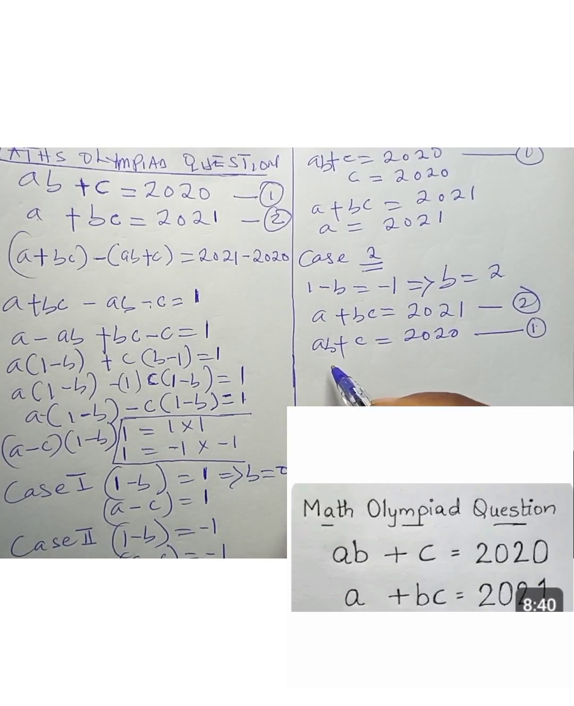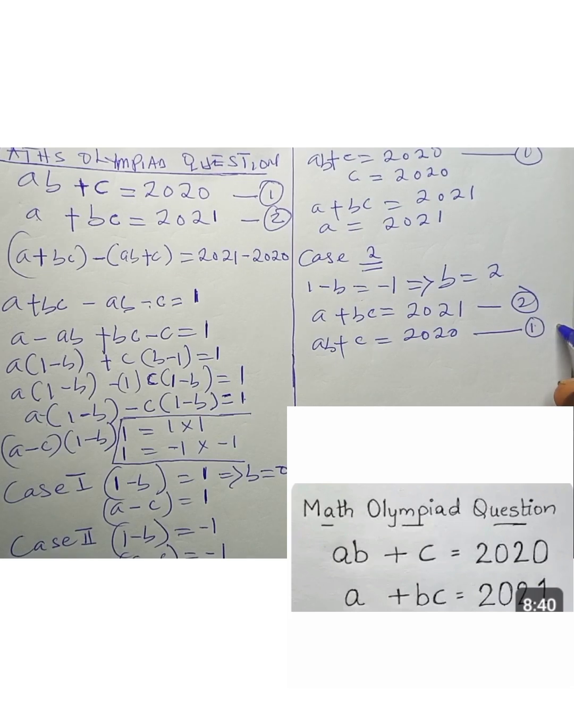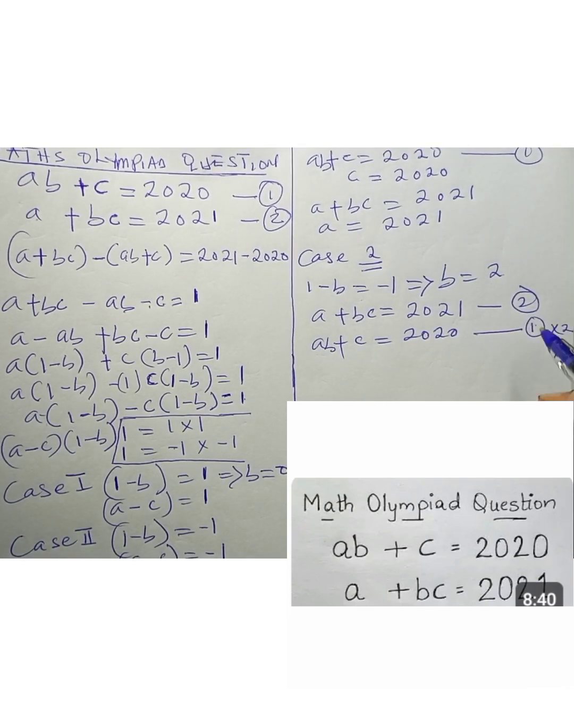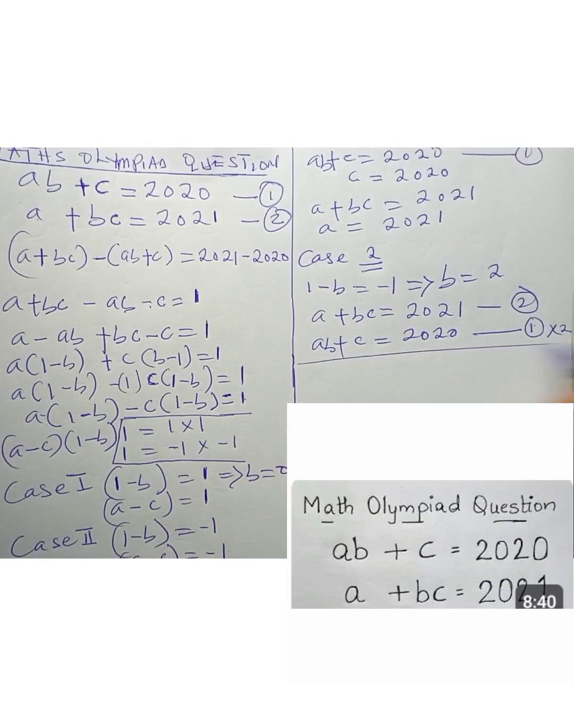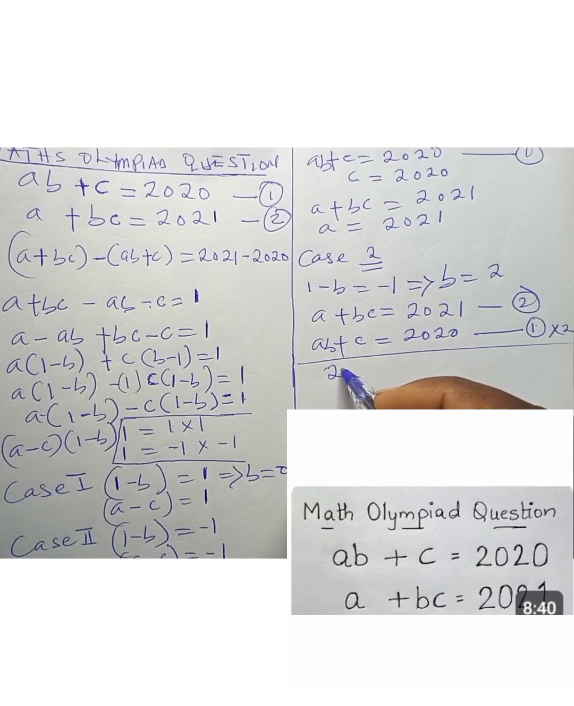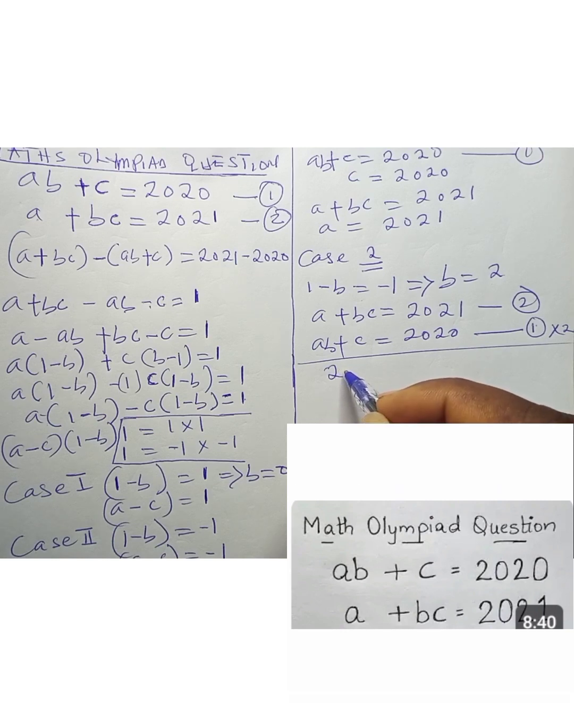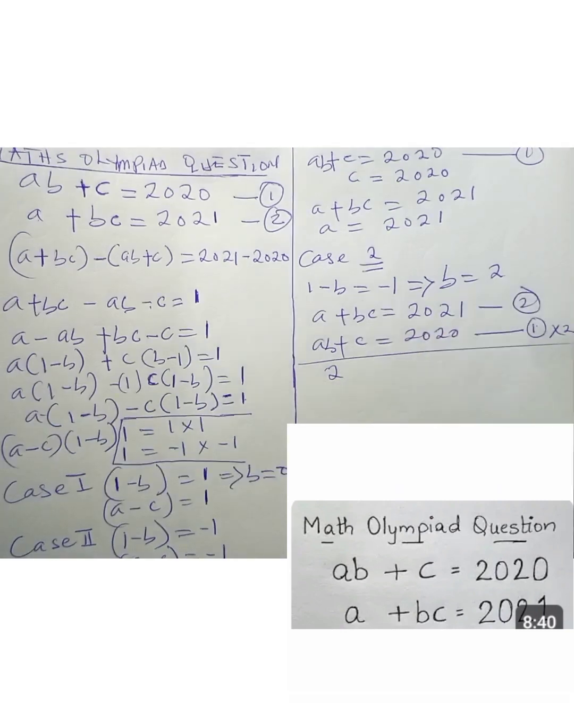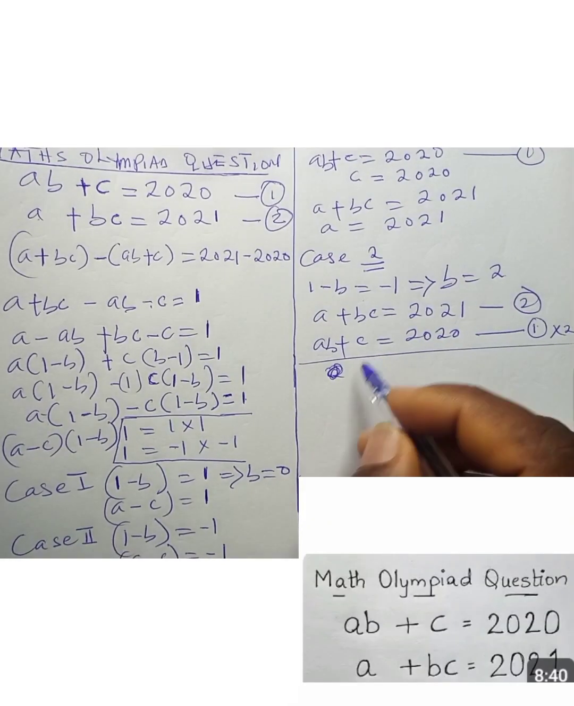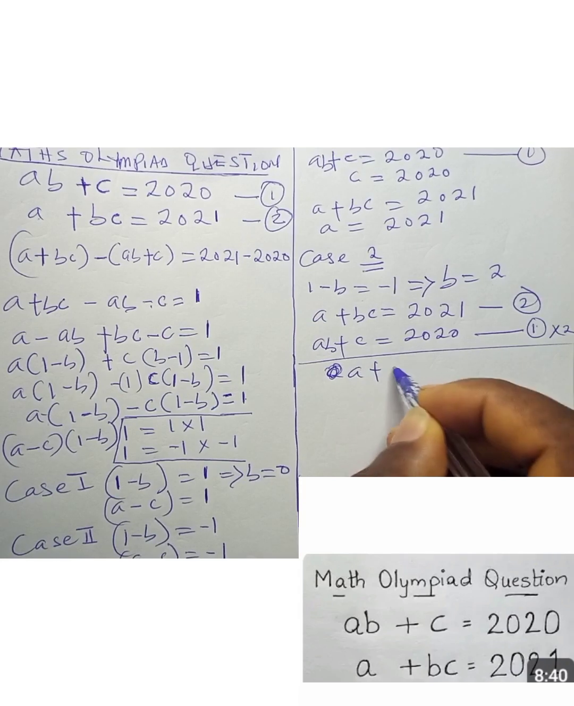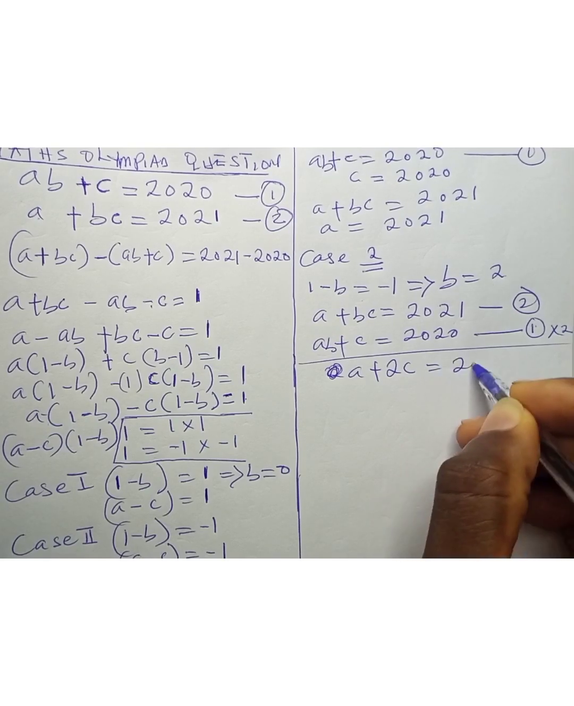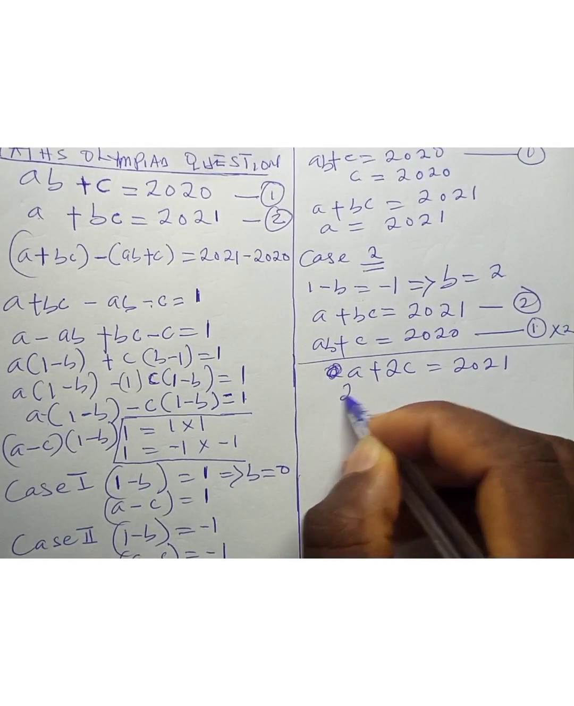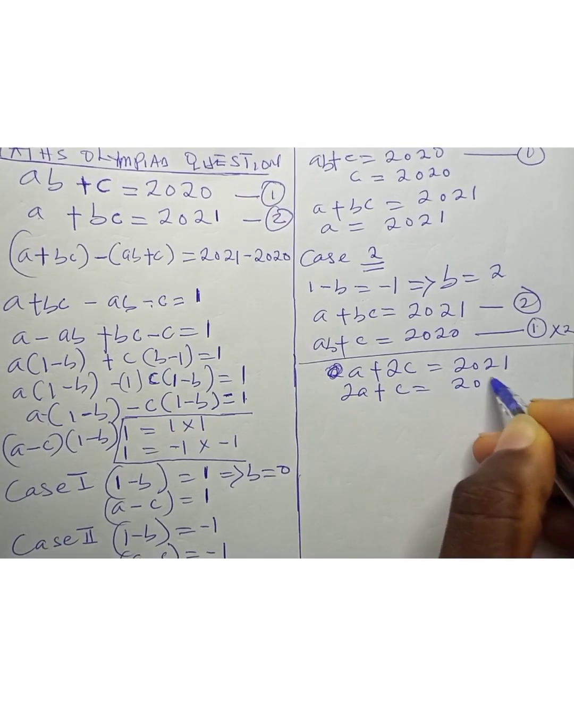So what are we going to have now? Let's substitute the value of B first. If we substitute, we're going to have A plus 2C equals 2021. Then the other one, 2A plus C equals 2020.